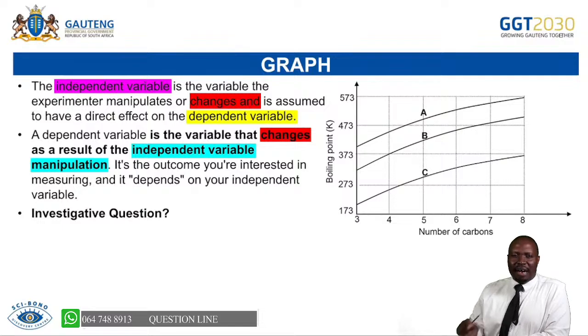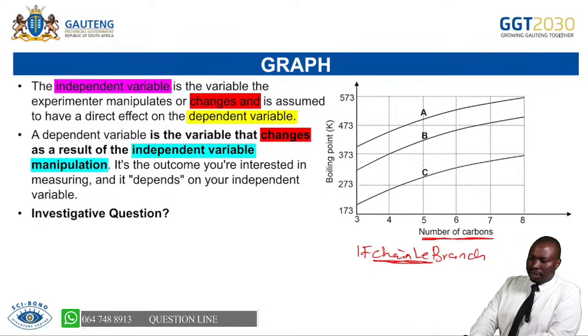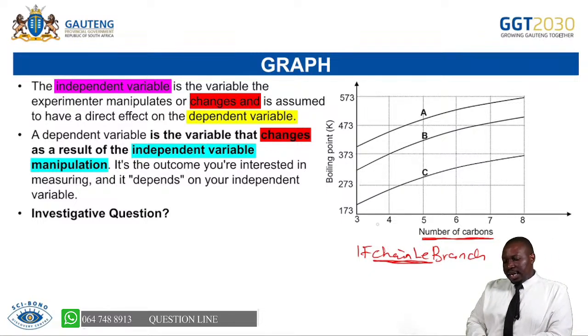The question would be in a graph form. So you'll get a graph like that where you are given a question. What is important is that you know that you have the independent variable, number of carbon. And when I said if chain length, branch, that's what I said to you. You can see what is increasing: as the number of carbon increases, the chain length is increasing. As the chain length increases, what is happening to the boiling point? You can see the boiling point is increasing. As the number of carbons increase, the boiling point is becoming higher.